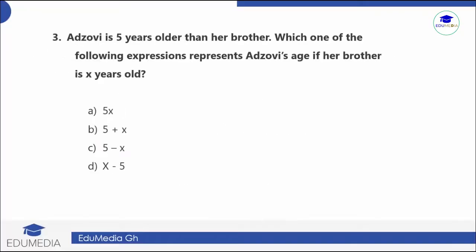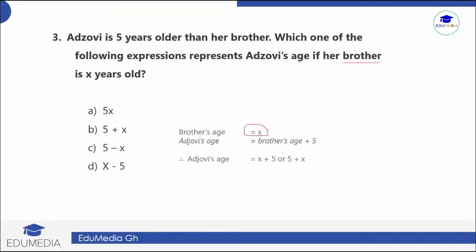All right, now to the next question. Ajovi is 5 years older than her brother. Which one of the following expressions represents Ajovi's age if her brother is X years old? All right, so we need to represent this in an expression. We know Ajovi's brother's age. The question said her brother is X years old. So Ajovi's brother is X.